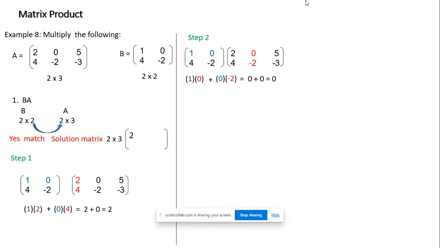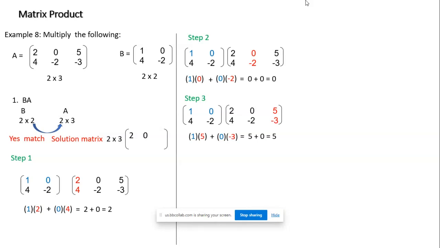So if you see, what I did was multiplied row 1 with column 2. What is that address? That address is 1, 2. So that address 1, 2 goes there. Row 1, column 2. That's the answer. Okay, let's try it again. Step 3. Now I'm going to multiply row 1 again with the last column, column 3. So I'm going to multiply 1 times 5 plus 0 times a negative 3. So 1 times 5 is 5. 0 times negative 3 is 0. So 5 plus 0 is 5.